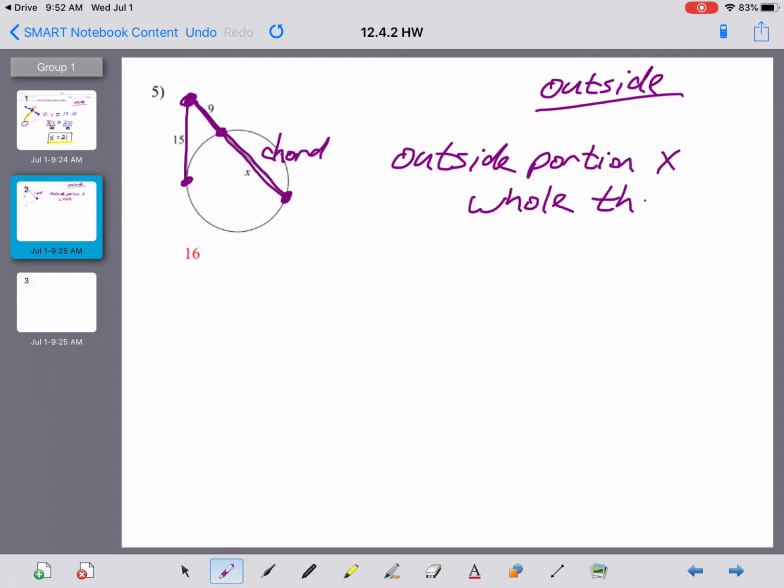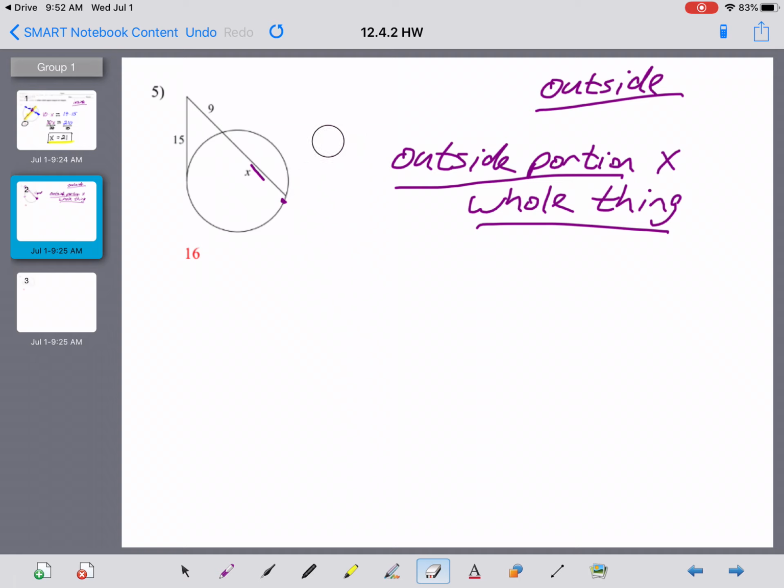And if you can do that on both of the line segments that you're dealing with, those two products are always going to be equal to each other. So we need to remember: outside portion times whole thing. So let's take a look. I'm going to erase all the doodling that I did within that. And I want to take a look first, everybody, at this secant segment right over here. And we're going to try to set up this expression right here, outside portion times the whole thing.